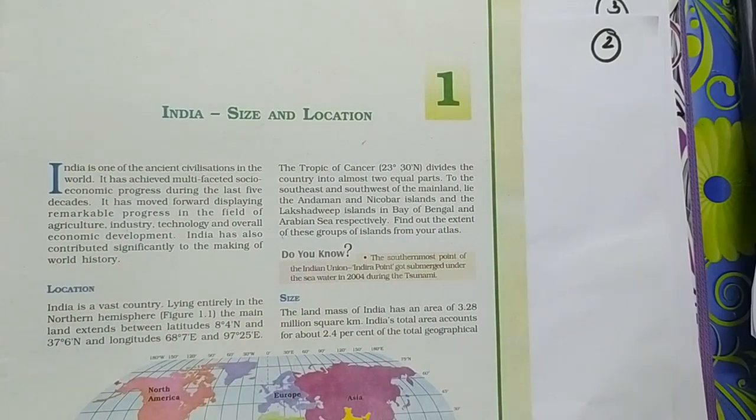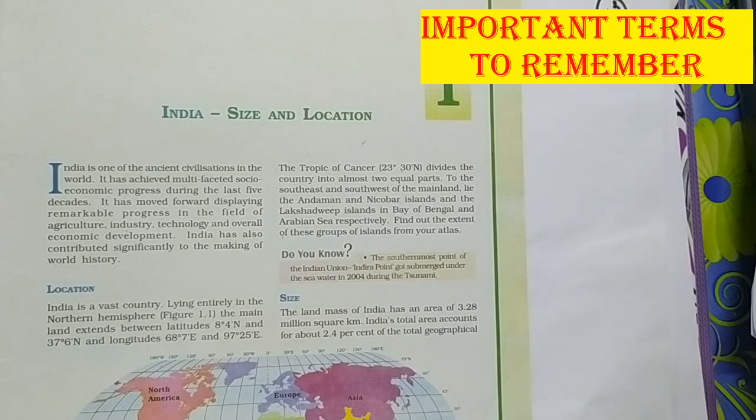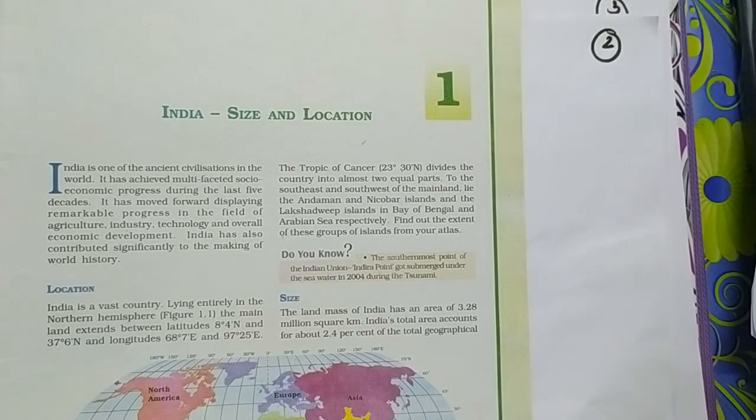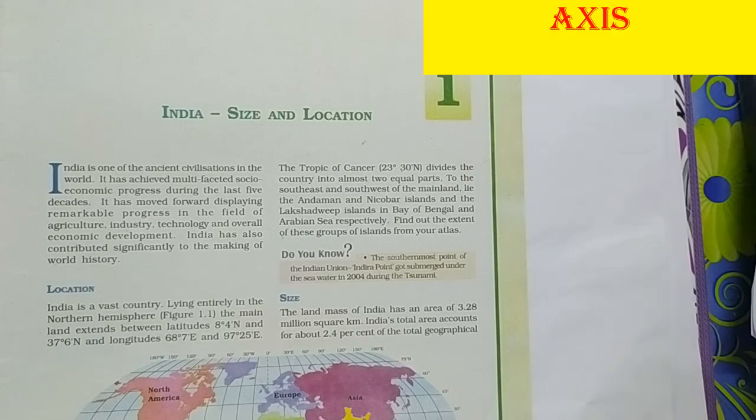So in the first chapter of geography, India: Size and Location, we shall study about the location, size, extent, political division, adjacent countries of India as well as India on the international highway of trade and commerce. But before entering the chapter, we should discuss some important terms. I think you have learned some of this in class 6th or 7th. So let's take a quick revision.